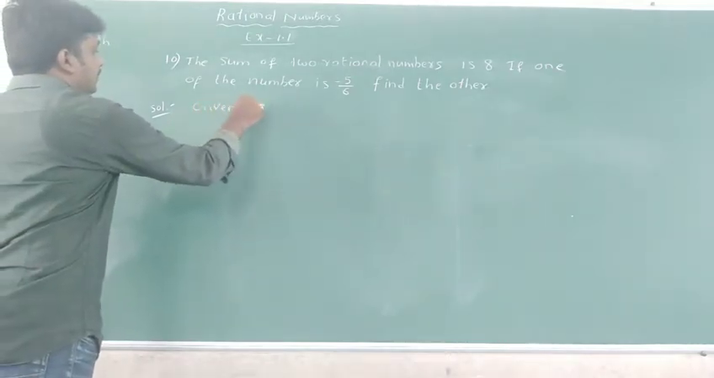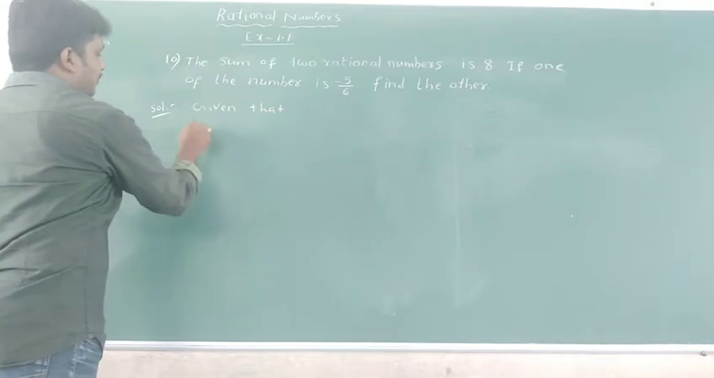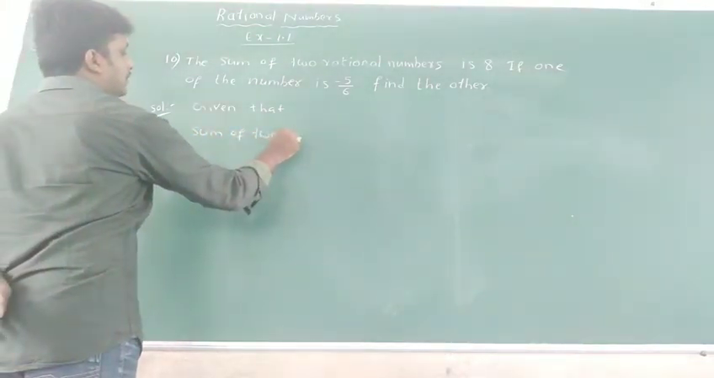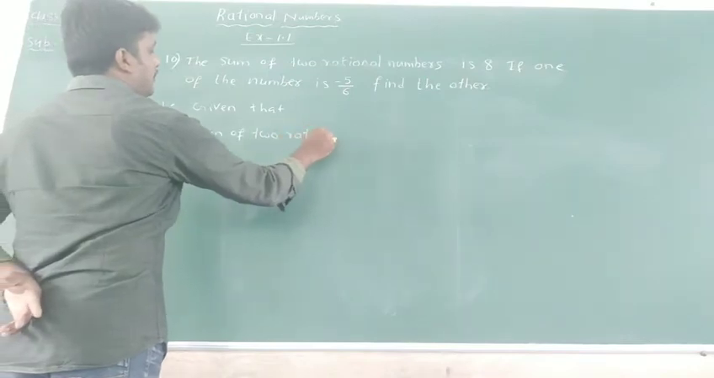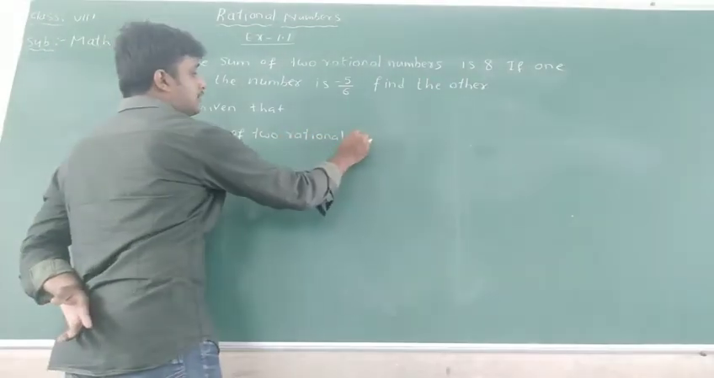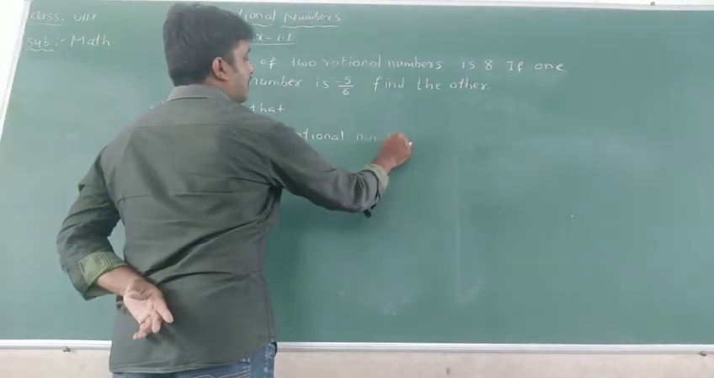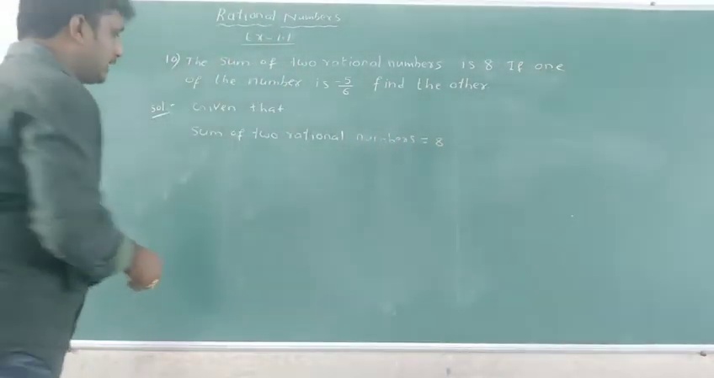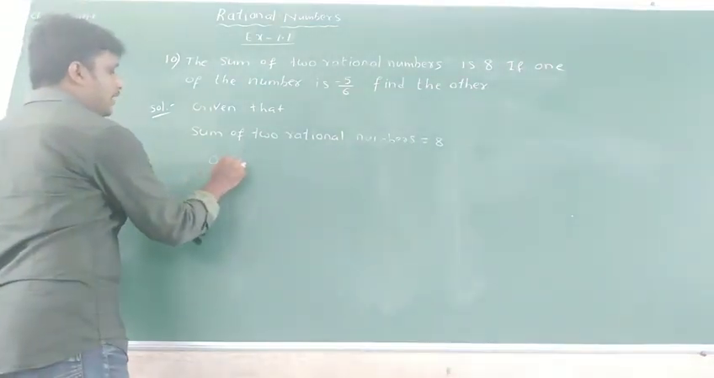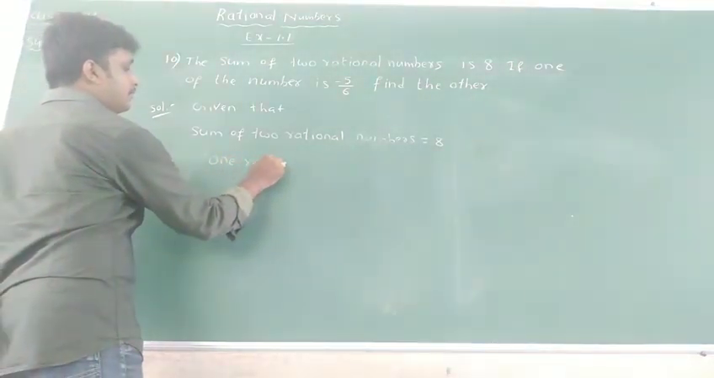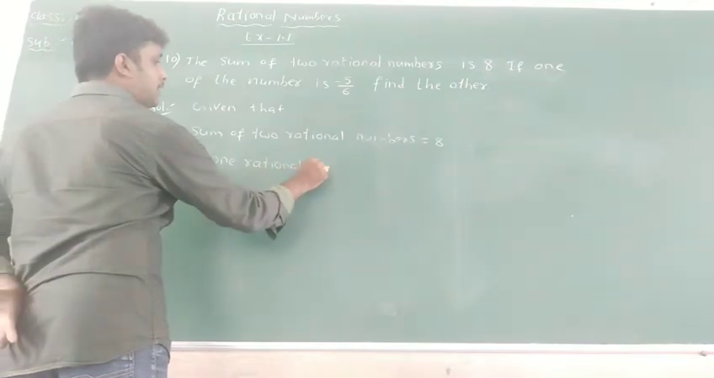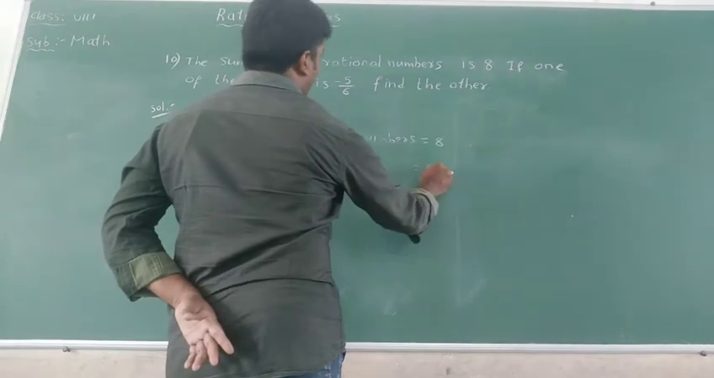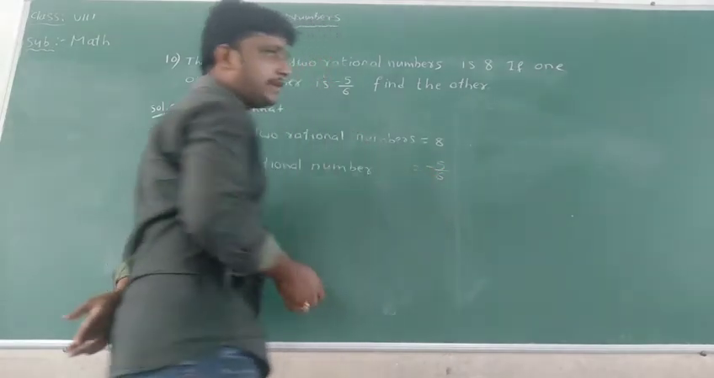Given the sum of two rational numbers is equal to 8. If one of the numbers is minus 36, so one rational number is equal to minus 5 by 6. We have to find the other number.